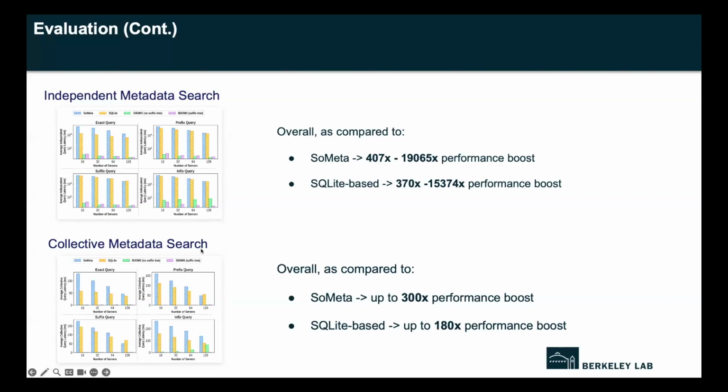And also for the collective method search, we achieved up to 300 times performance boost as compared to Meta, and up to 180 times performance boost as compared to SQLite.